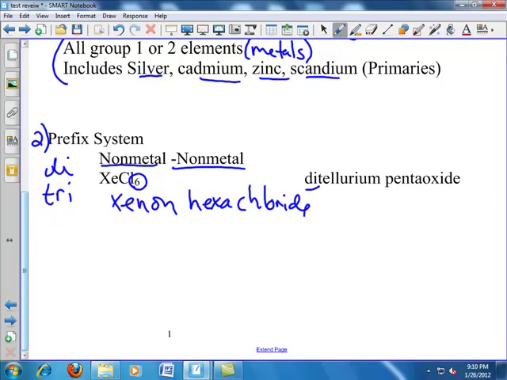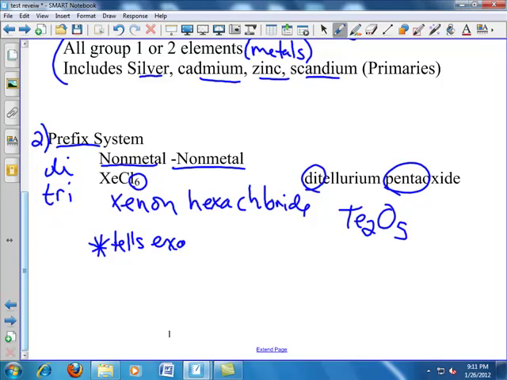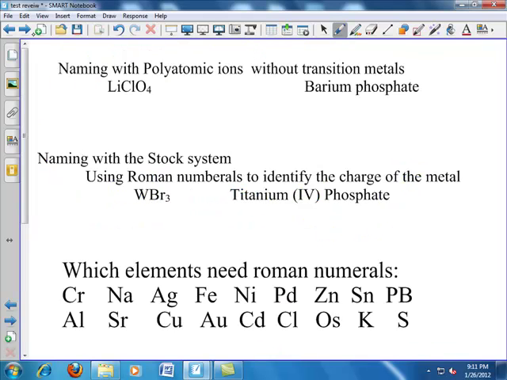And then ditellurium pentoxide would be Te2O5. And remember, with this prefix system, it tells you exactly the number of atoms. There's no thinking about it. I don't have to worry about charge. I don't have to worry about anything. It tells me exactly what the number of atoms are. So that's the second group.